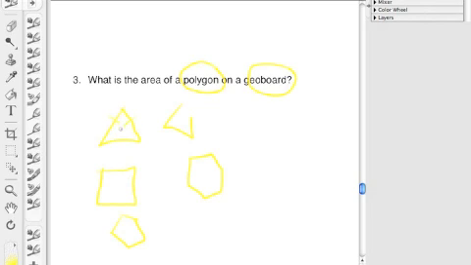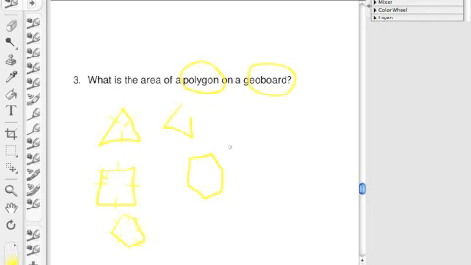A three-sided polygon we call a triangle. A four-sided polygon we would call a quadrilateral. Quad meaning four. If it has equal sides and equal angles, then we're going to call it a square, which is a special type of quadrilateral. If it has five sides, we call it a pentagon, and so on and so on.